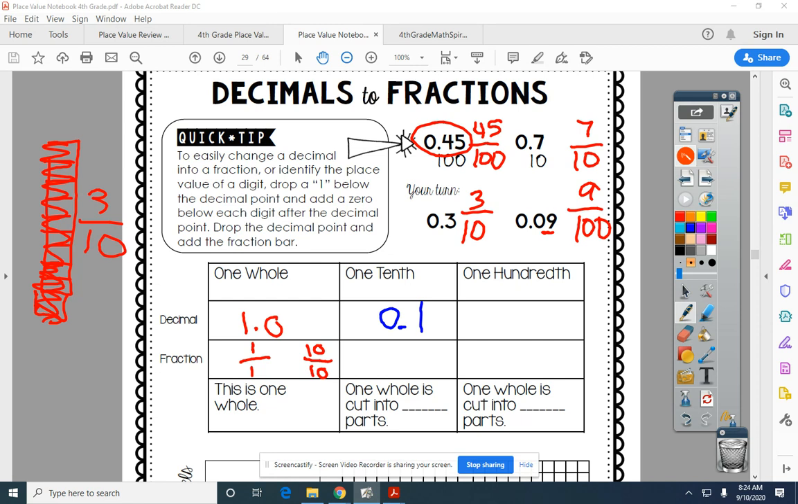Now, what would that look like as a fraction, Amelia? 1 over 10, right? It says down here at the bottom, one whole is cut into how many parts to make 1/10? One whole is cut into 10 parts.